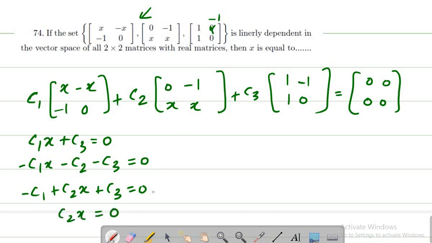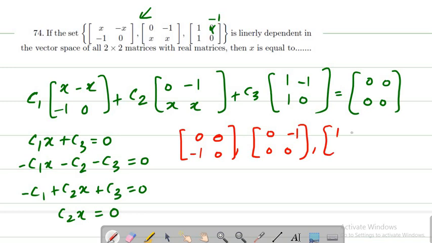So from this we need to decide what x is. Can x be 0? If x is 0, what happens? If x is 0, this set becomes 0, minus 0 is again 0, minus 1, 0. The first vector becomes this, the second vector becomes 0, minus 1, 0, 0, and the third vector becomes 1, minus 1, 1, 0. So we were asked to find an x for which this set is linearly dependent, right? But you can see this set is not linearly dependent, it's actually linearly independent, right?